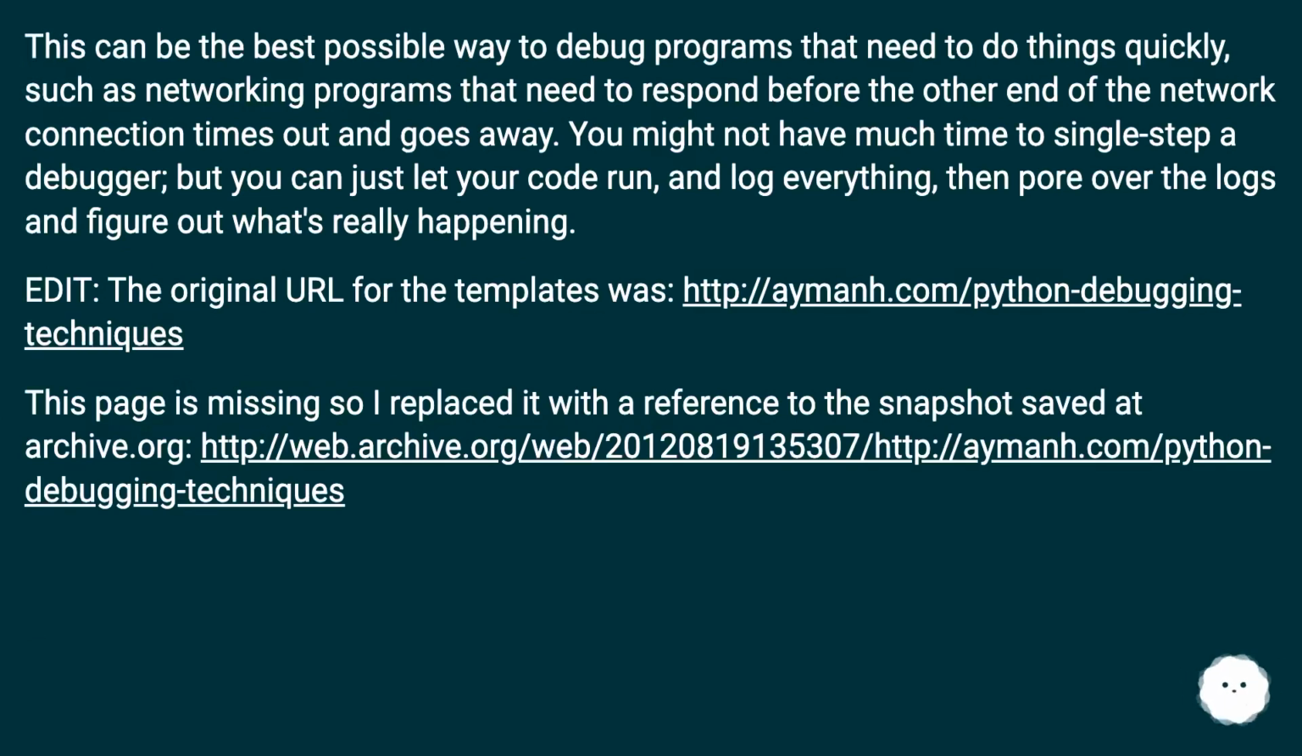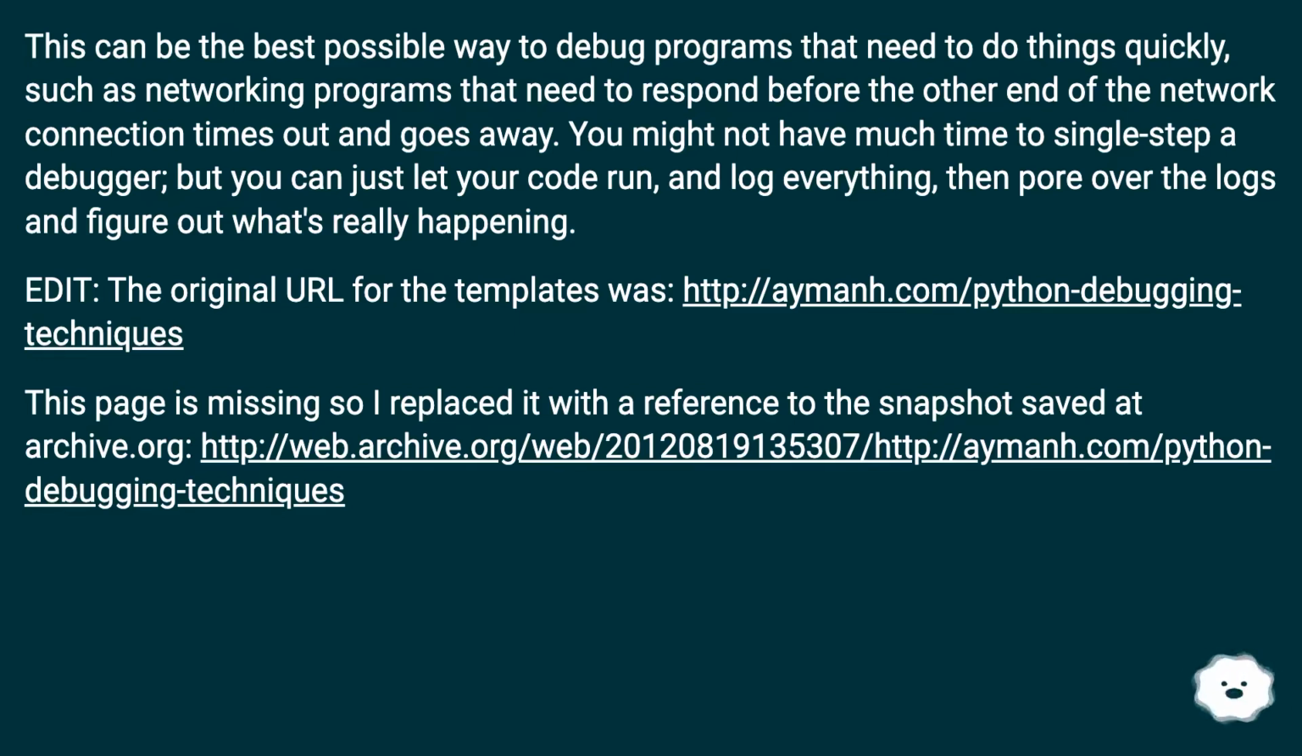This can be the best possible way to debug programs that need to do things quickly, such as networking programs that need to respond before the other end of the network connection times out and goes away. You might not have much time to single-step a debugger, but you can just let your code run, and log everything, then pore over the logs and figure out what's really happening.